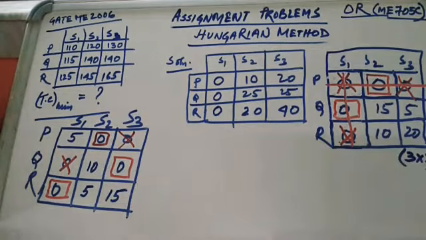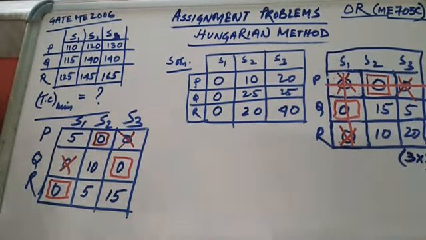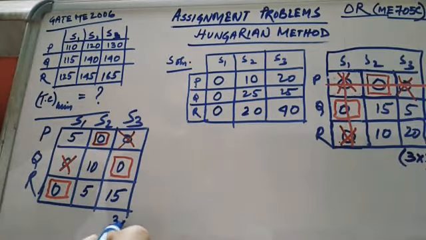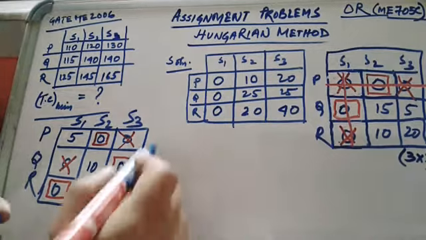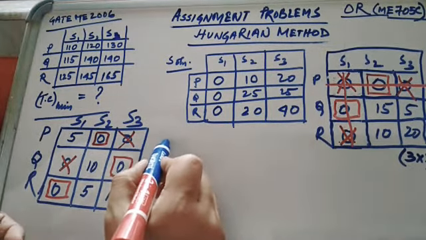Now because 3 zeros are assigned in this particular problem, and we have a 3 into 3 matrix, that means we have assigned all the values. Now let us find the transportation costs. Sorry, my mistake. It is the assignment cost.